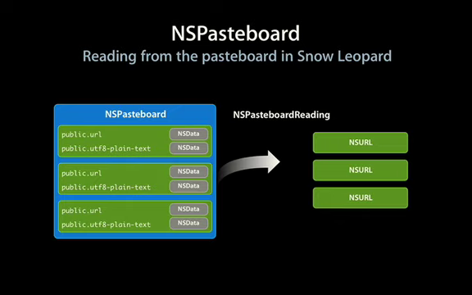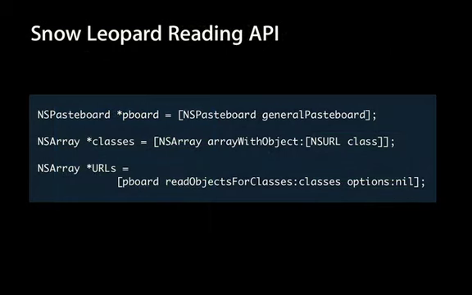So in code, how does this work? Get hold of a pasteboard. We create an array of classes that we're looking for. Notice it can be more than one. And then we read objects for classes. There are some options we'll talk about in just a bit. And so in a fairly straightforward way, you can read multiple items at once. And in fact, even if there are mixed types on the pasteboard, you can read URLs, strings, images, attributed strings, all in one method call if you just hand in a long enough list of classes as the array.